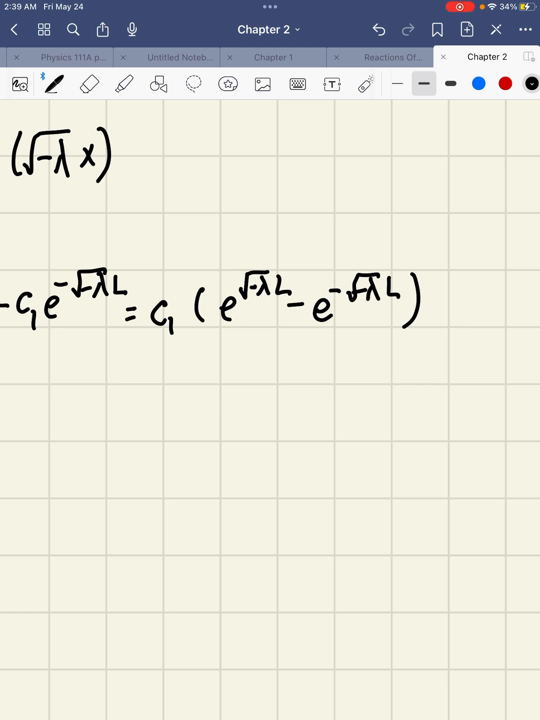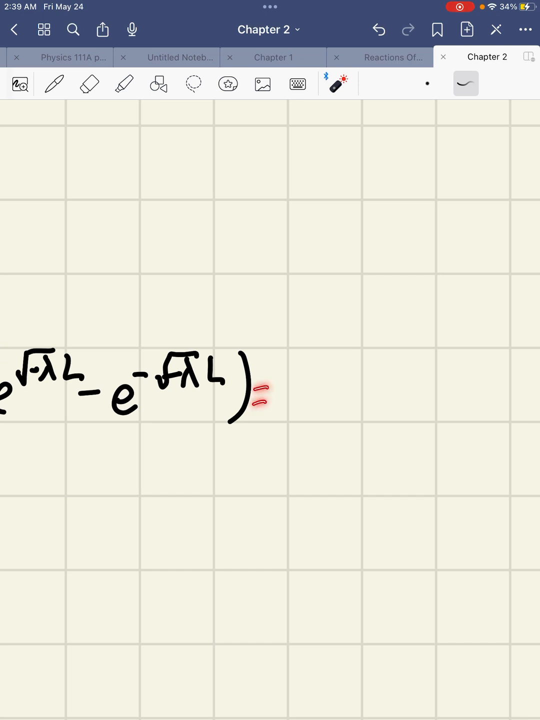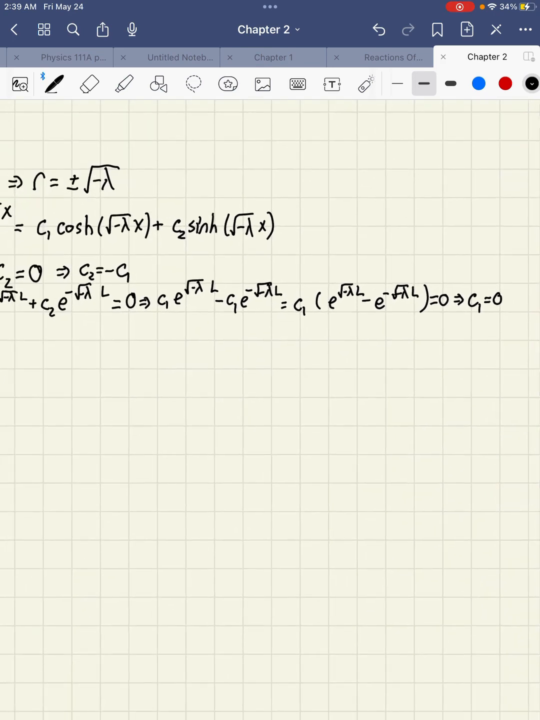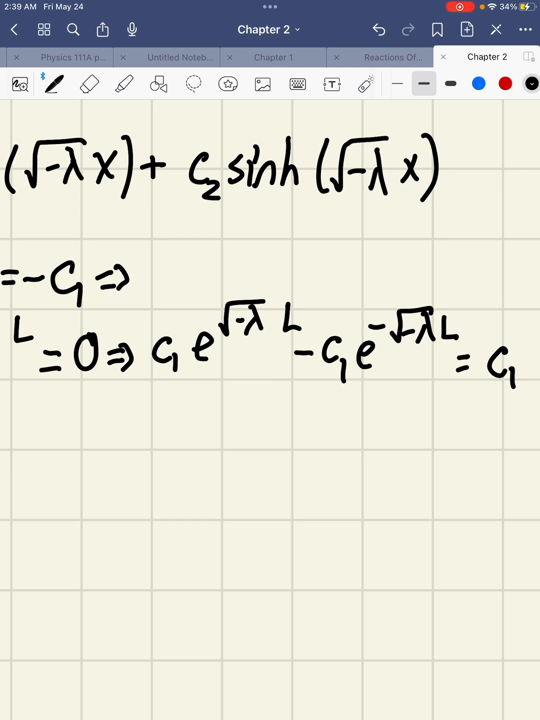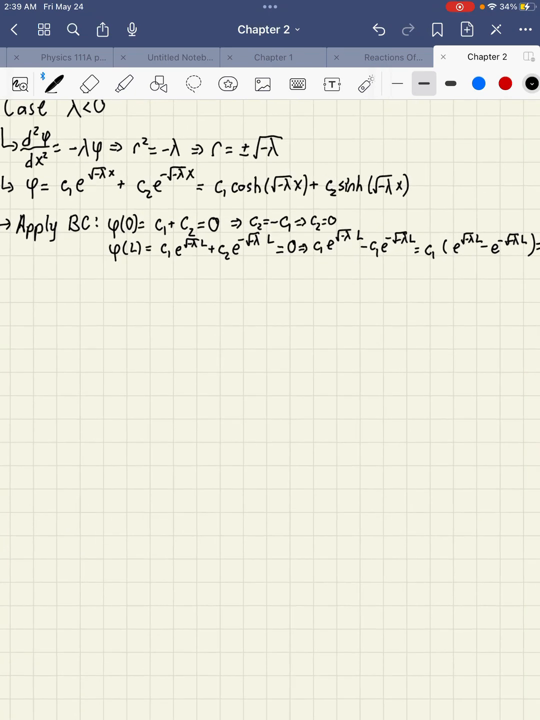the negative square root of negative lambda L. This thing would be equal to 0 if my L is equal to 0, because in both cases it's equal to 1, so 1 minus 1. But here they are different, and L is not 0 because we are looking at a finite segment from 0 to L. So L cannot be equal to 0. So this is equal to 0 if and only if my C1 is equal to 0. And if my C1 is equal to 0, therefore my C2 is also equal to 0, and I get a trivial solution.